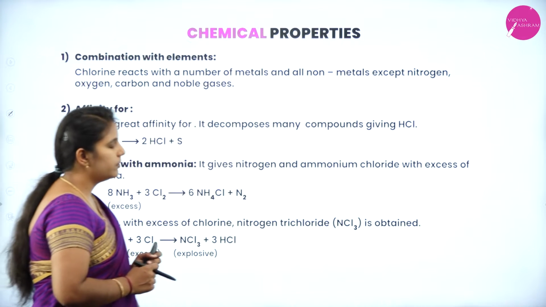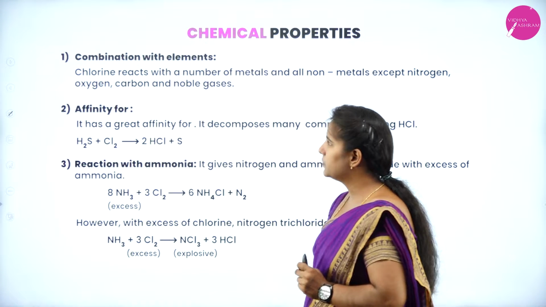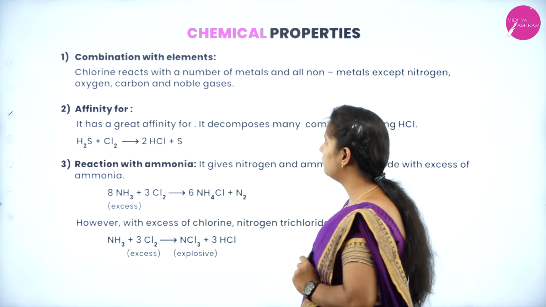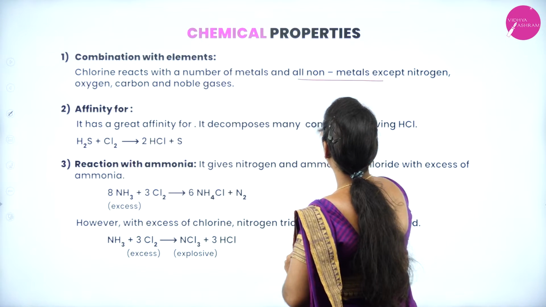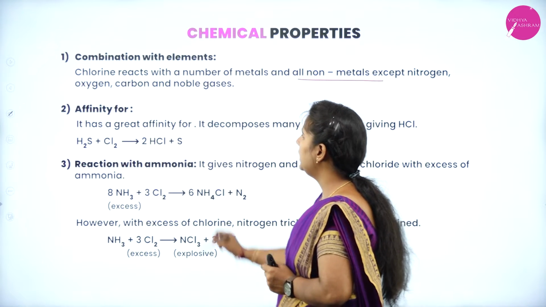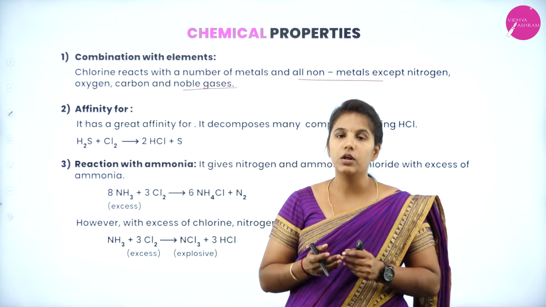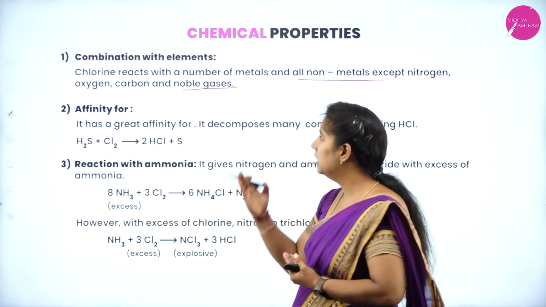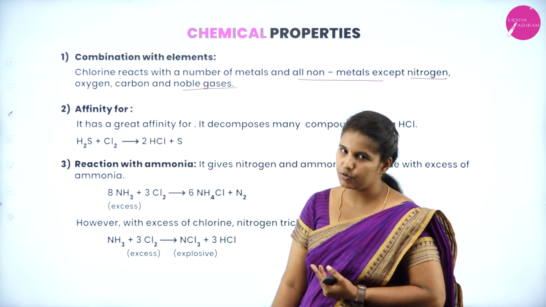Next are the chemical properties of chlorine. The first one is combination with metals. Let us see how chlorine combines with metals and forms the respective compounds. Chlorine reacts with a number of metals and all non-metals except nitrogen, oxygen, carbon and noble gases. It can combine with metals, and it can combine with non-metals also, thereby forming respective compounds. Remember, it does not react with carbon, noble gases, oxygen and nitrogen. Those are the exceptional cases.